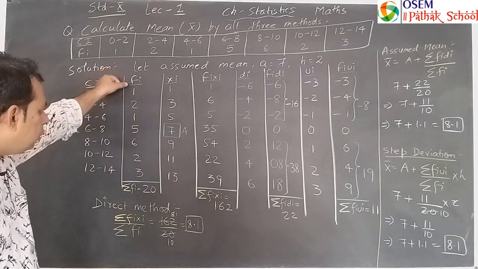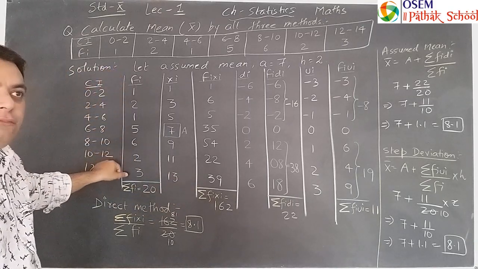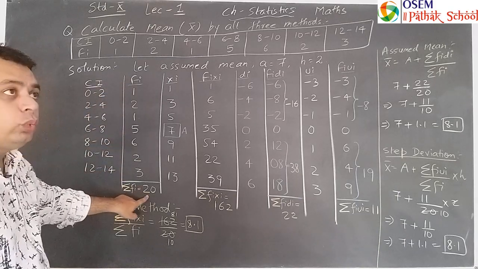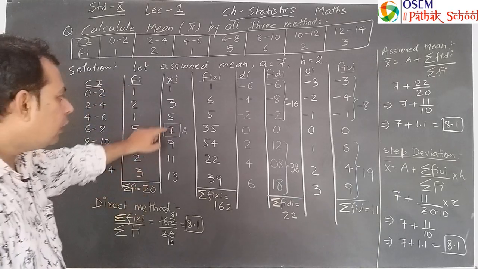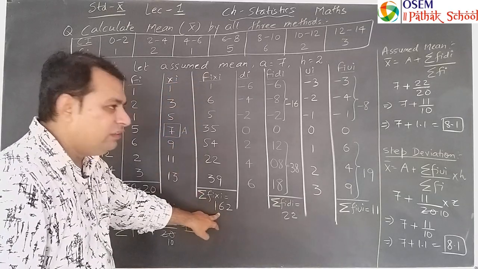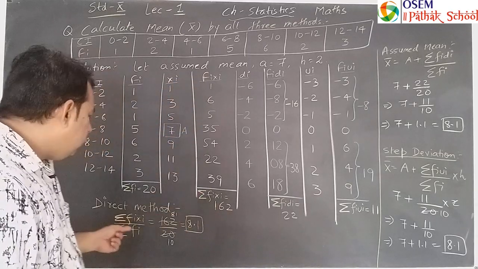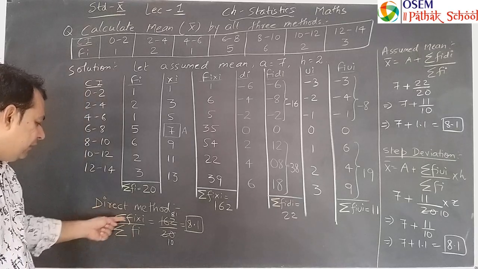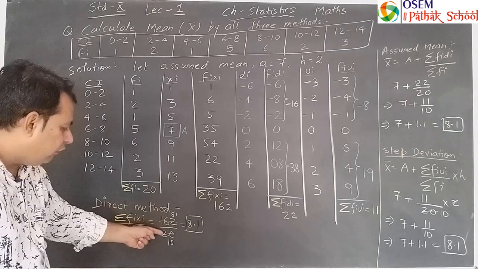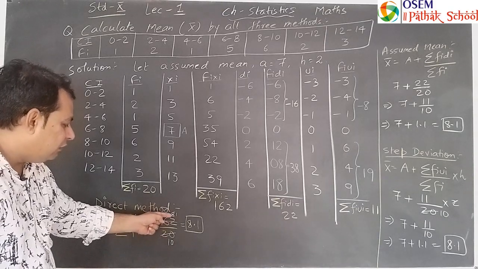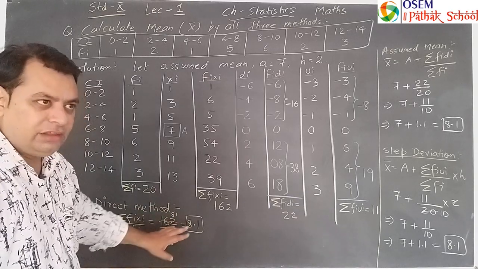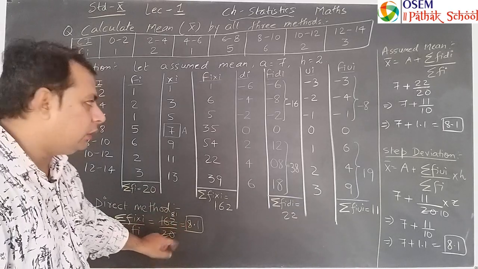Now I have done the total of sigma Fi. You can see over here, the total is 20. Now I have done the total of sigma Fi Xi, it is coming 162. So applying the direct method, sigma Fi Xi upon sigma Fi, that is 162 divided by 20, we get the answer 81 upon 10, that is 8.1. This was the answer by the direct method.